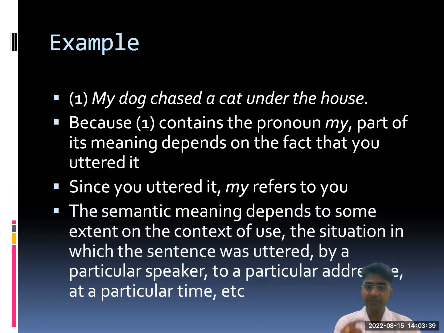Part of its meaning depends on the fact that you uttered it. It's part of this sentence or this particular word. And since you uttered it, my refers to you. When I said my, definitely this my refers to me. If I have said my dog, my cat, or my horse, it depends on the fact that the horse belongs to me, the cat belongs to me.